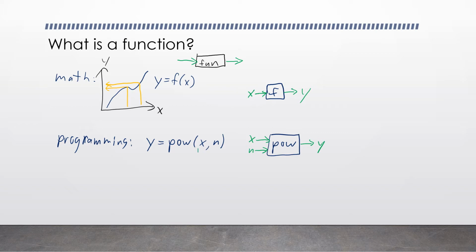So we've got inputs here and an output here. The inputs are called in programming language parameters or arguments to the function. We most often refer to them as parameters when we're describing the function and arguments when we're sending them to the function. And the output is called the return value of the function.